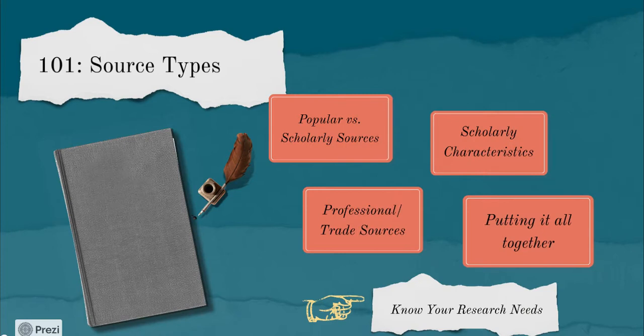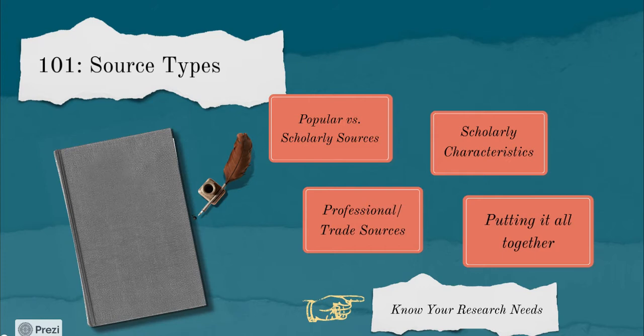In this video, we'll be discussing source types. As we do our research, we need to discern what sources will be most helpful and relevant. Part of that is understanding the main types of sources and how they may or may not be able to provide you with the information you need, and when you might want to deliberately use one source type rather than another. The most common way to view source types is by distinguishing between popular and scholarly sources.